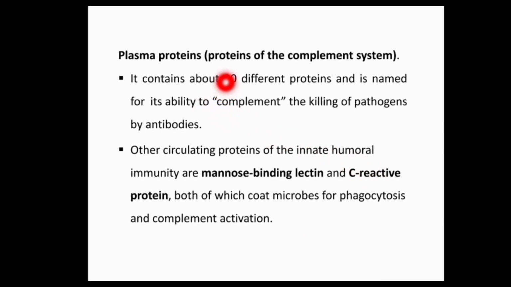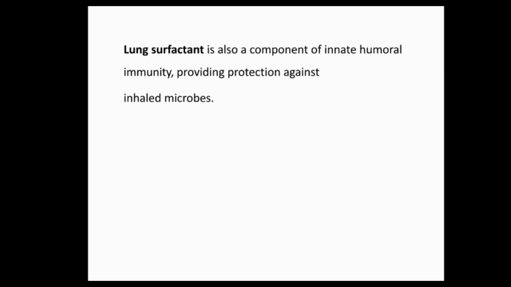The plasma proteins are the proteins of the complement system. There are about 20 different proteins, named for their ability to complement the killing of pathogens by antibodies. In upcoming videos, I will post about the complement proteins. Other circulating proteins of innate humoral immunity are mannose binding lectin and C-reactive protein, both of which coat microbes for phagocytosis and complement activation. Lung surfactant is also a component of innate humoral immunity. It provides protection against inhaled microbes.